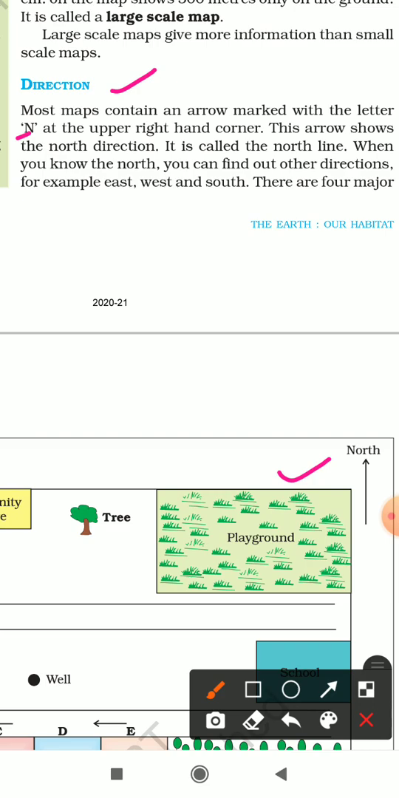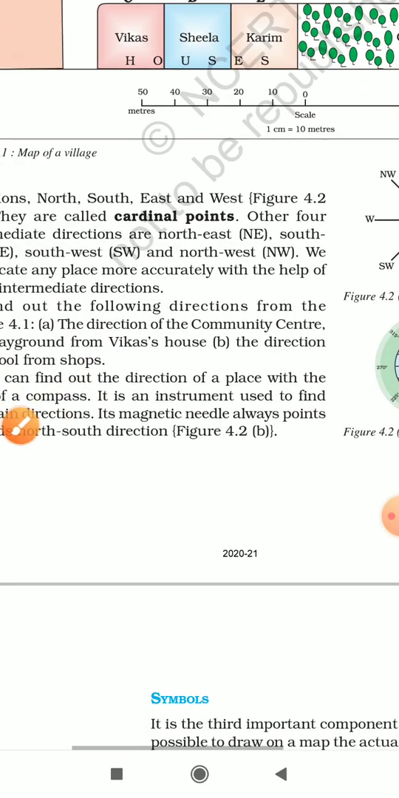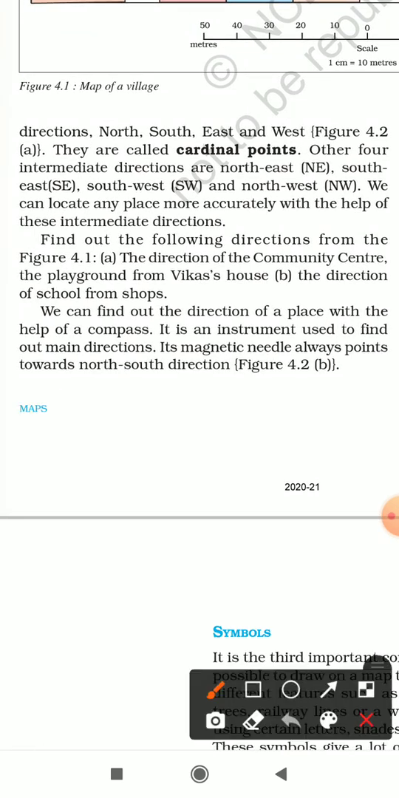There are basically 4 major directions: north, south, east, and west. These directions are called cardinal points. Other 4 intermediate directions are northeast, southeast, southwest, northwest. We can locate any place more accurately with the help of these intermediate directions.